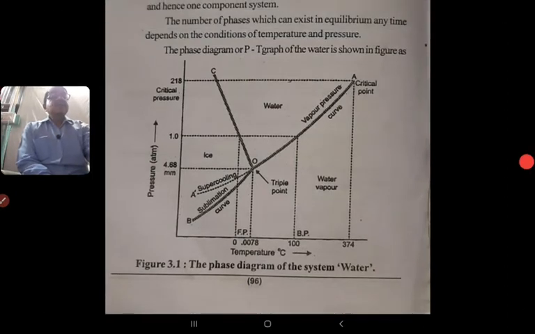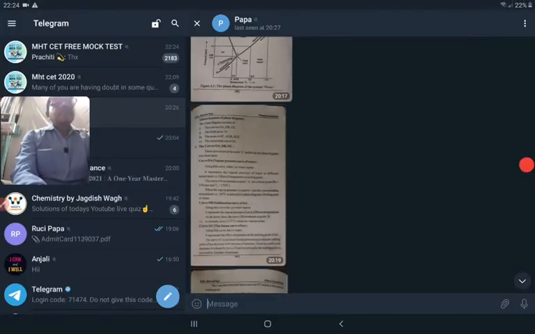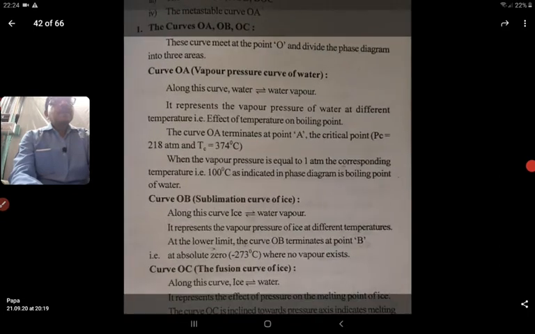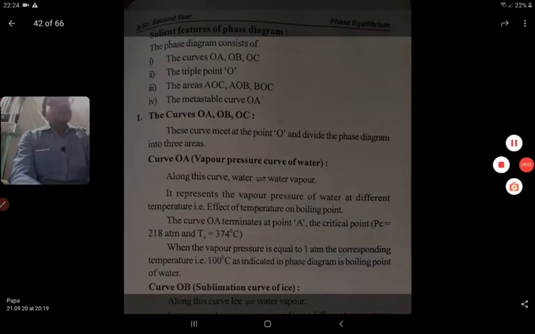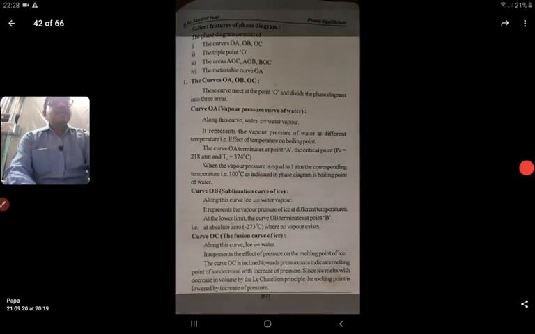Now let us consider the different terminology. Here are the curves OA, OB and OC. First, curve OA is the vapor pressure curve of water. It represents the vapor pressure of water at different temperatures, that is, the effect of temperature on the boiling point.